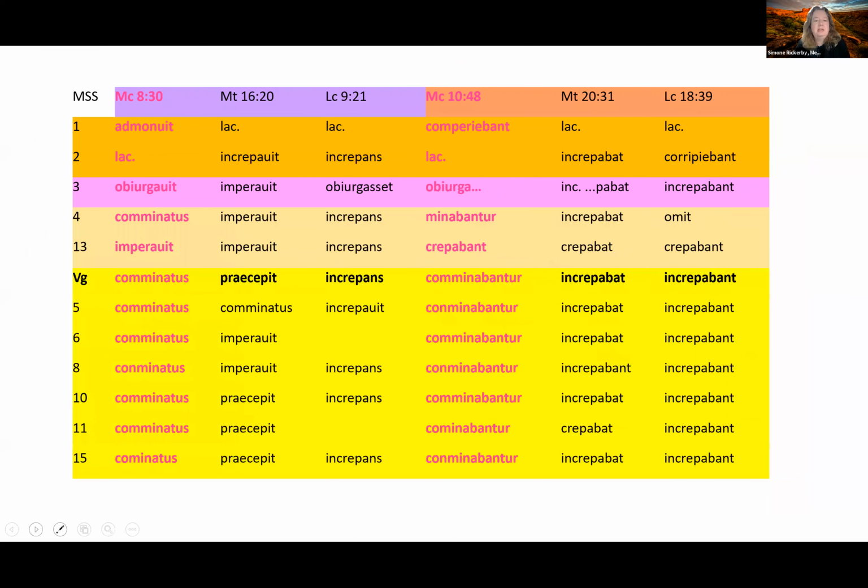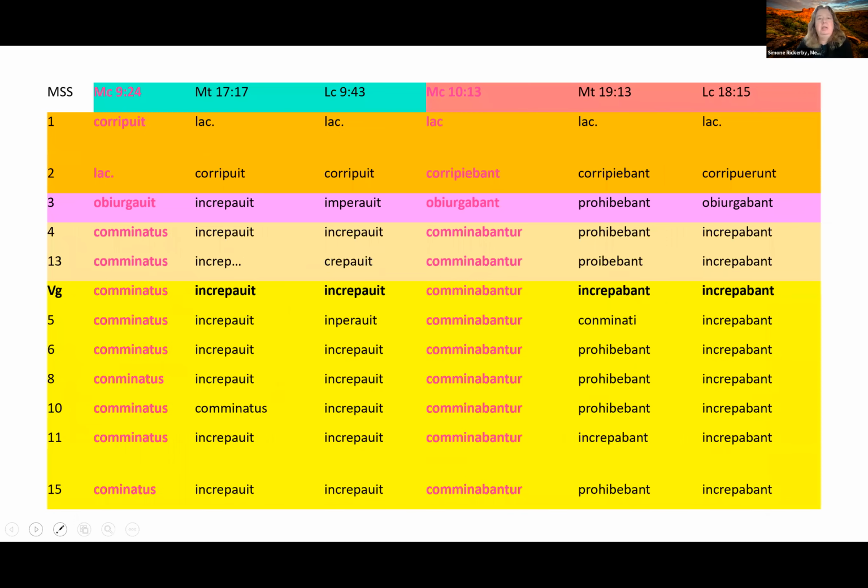Again, the same patterns are happening, but I have to draw attention to the fact that while comminari is static within the Vulgate and the associated manuscript tradition here, it's definitely not the same thing that's happening in the representatives of the African and early European texts. And there's one more, so I'll let it sit there for a moment.